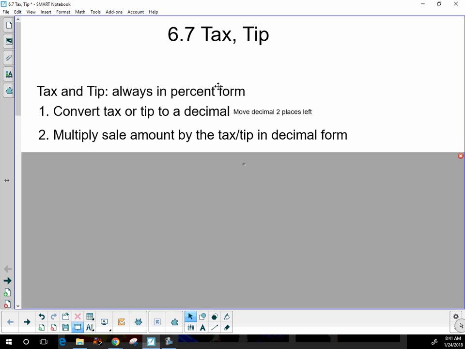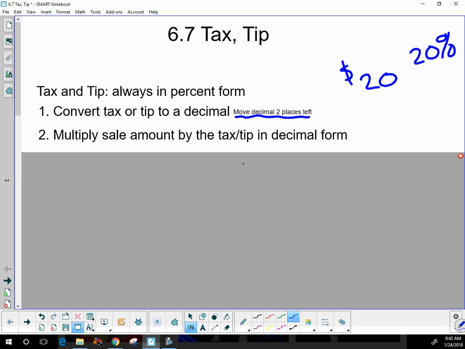For example, we'll make this really easy. If I spent $20 and I wanted to tip 20%, I move the decimal, which is here, 2 places left, and you all know we've been doing that for a long time. 20% is 0.2, okay? And you're going to get a 0 placeholder, $4.